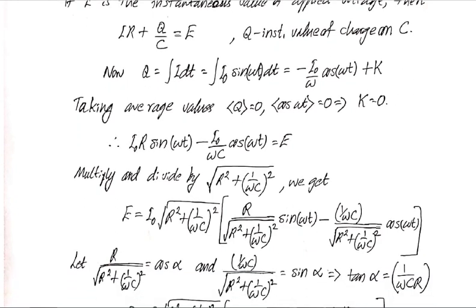Now we provide a substitution: suppose R by root of R square plus 1 by omega C whole square is equal to cos alpha, and 1 by omega C by root of R square plus 1 by omega C whole square is equal to sine alpha. Now alpha is a new constant. We can see from here that cos square alpha plus sine square alpha will be equal to 1. And if we multiply this square root into the inside bracket, we will get the same expression for E.